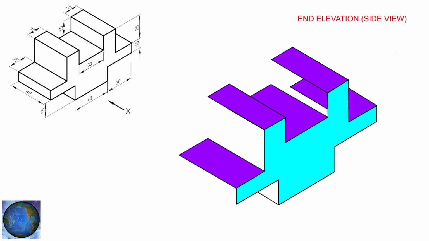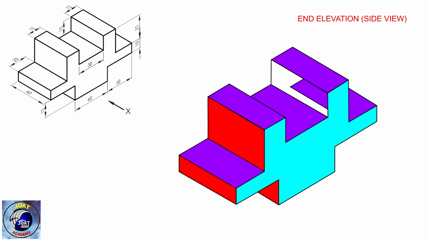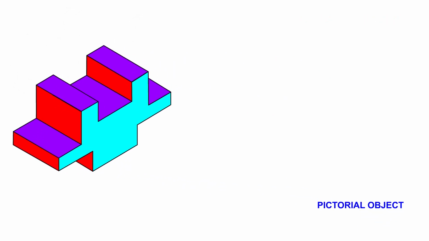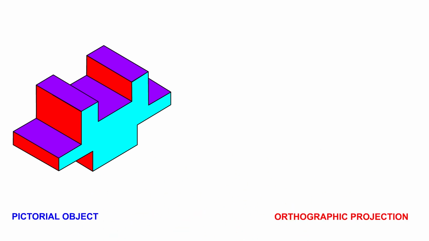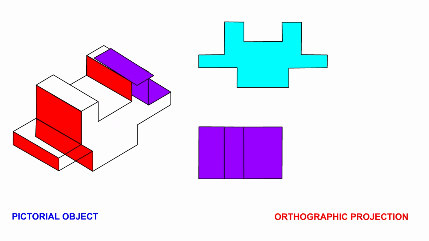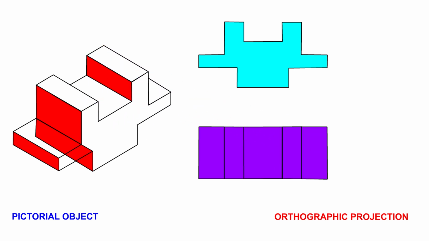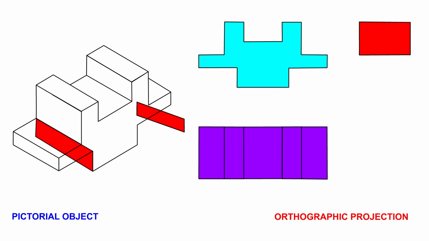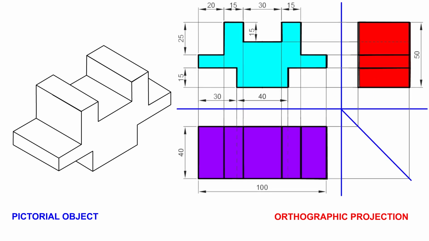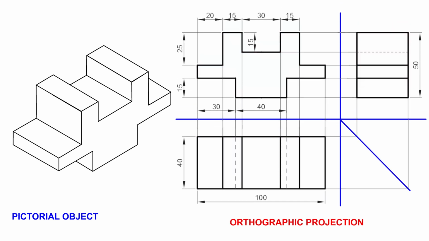Let us look at how the side view, end elevation, is forming. These shapes together form the end elevation. From the given object, this is how its orthographic views will appear. At the end of this lesson, this is what I will guide you to draw.